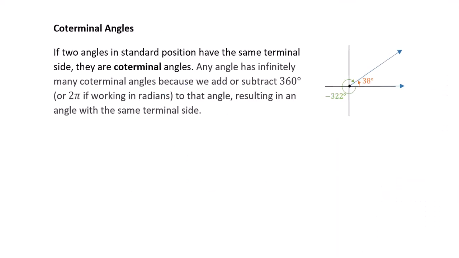Coterminal angles. If two angles in standard position have the same terminal side, they are coterminal angles. Any angle has infinitely many coterminal angles because we add or subtract 360 degrees, or 2 pi if working in radians, to that angle, resulting in an angle with the same terminal side. Here we see coterminal angles of 38 degrees and negative 322 degrees.